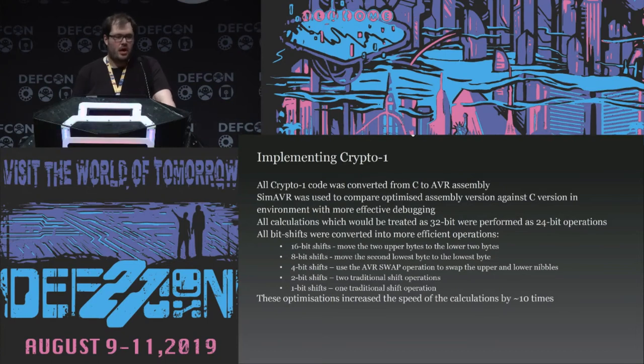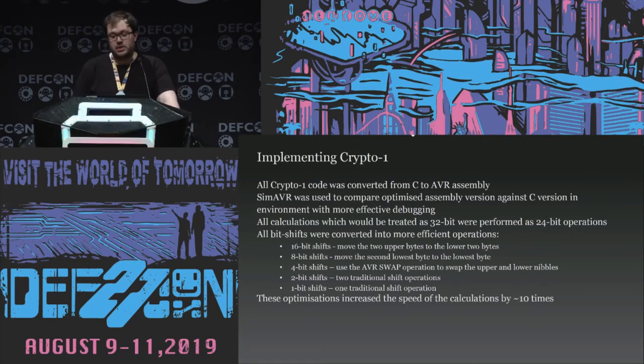Now, we all know that if you write assembly by hand rather than letting the compiler do it, things become a lot more efficient. I used the SimAVR emulator, which basically allows you to pretend you've got an AVR microcontroller, apart from the important hardware parts, to print out data as it was going along so I could do unit testing against keys from the C version and the assembly version.